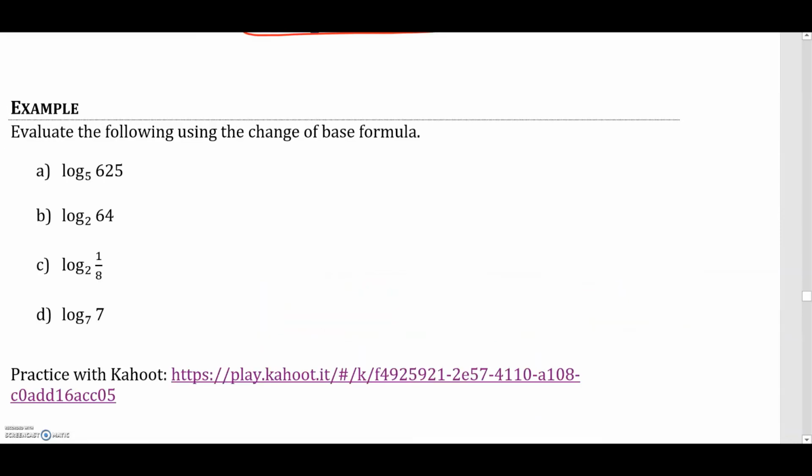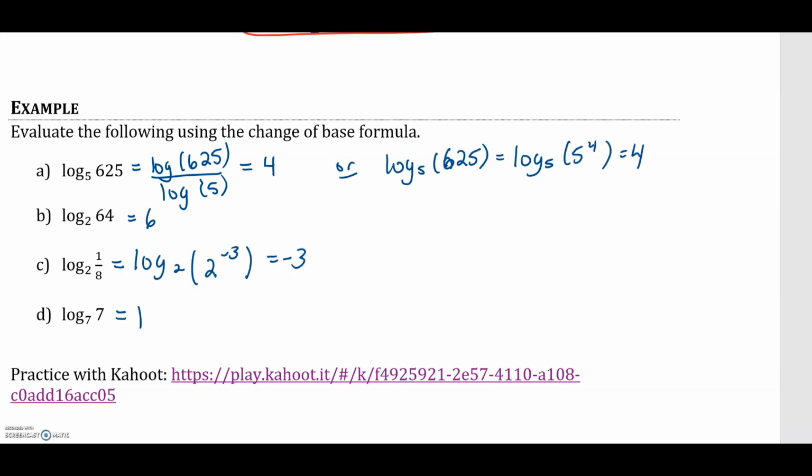In this next example, we have a few examples where we can practice using the change of base formula. You could apply other rules to solve them as well, but we can evaluate this by taking the log of 625 divided by log of the base to solve for the value. So attempt each of these questions by applying the change of base formula and compare your solutions to what is posted here. There's also some practice Kahoot problems, and we'll be looking at those in seminar.